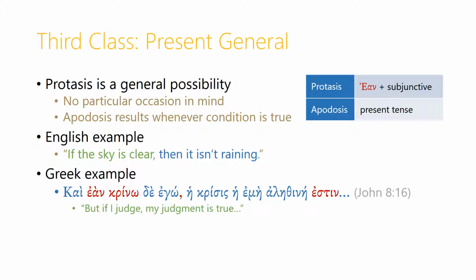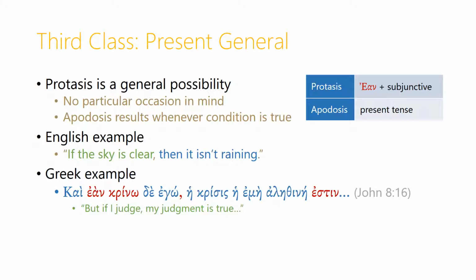A third-class present general condition might be something like this. Kai eon krino de egō, hē krisis hē emē alēthinē estin. That's from John 8:16. Unlike the previous third-class conditional we looked at, the present general condition is a condition that is ongoing as a general reality.